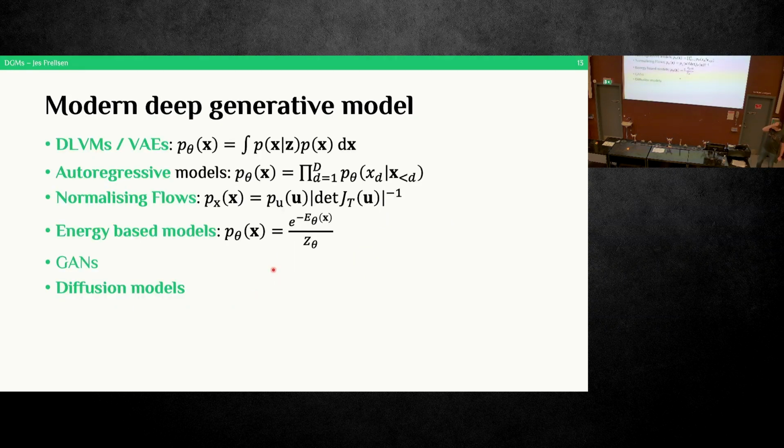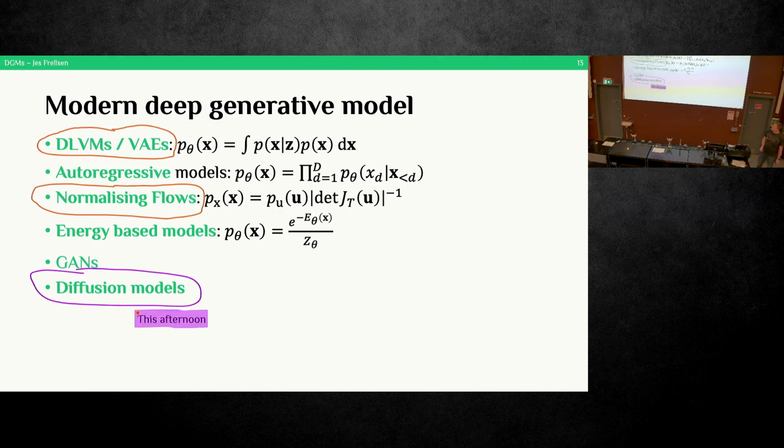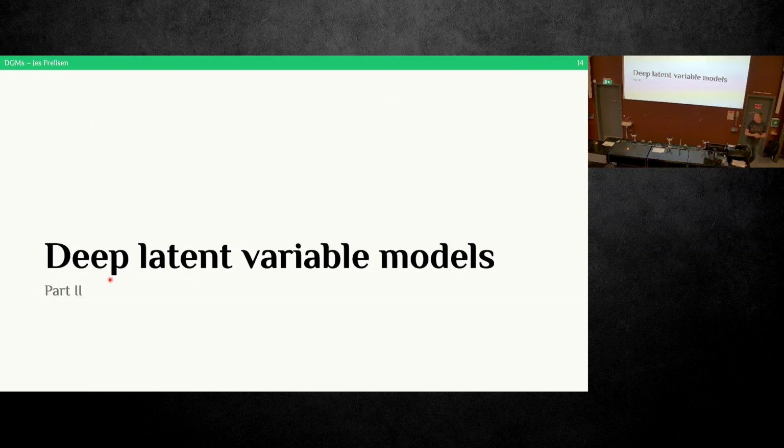Okay, so if we look at modern deep generative models, these are the main classes. We've got deep latent variable models, or VAEs. We've got the autoregressive models. We've got normalizing flows. We've got energy-based models. We've got generative adversarial networks, and we've got diffusion models. Today, I'm going to focus on the deep latent variable models and the normalizing flows, and then this afternoon, you'll hear more about diffusion models. So the first part I'm going to talk about is deep latent variable models.